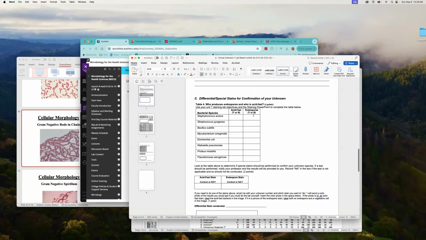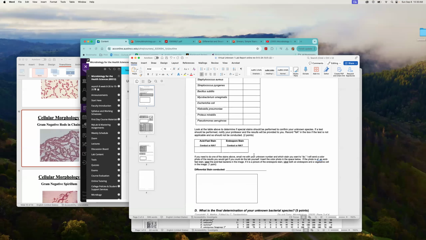Okay, and then there are differential stains, acid-fast or endospores. Now, you should remember that when I talked about endospores, I said there were only two genera that would have endospores, Bacillus and Clostridium. Bacillus, that's the only one we have here. Acid-fast, does it have mycolic acid in its cell wall? Only one of those will have that, and we talked about that. So you would fill this out. Is it acid-fast or endospores? You should be able to figure this out from our lecture material.